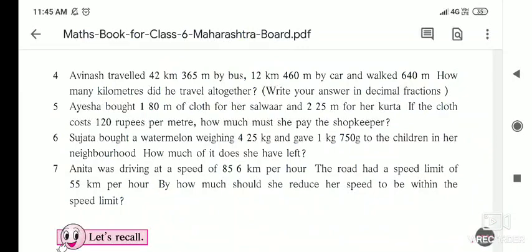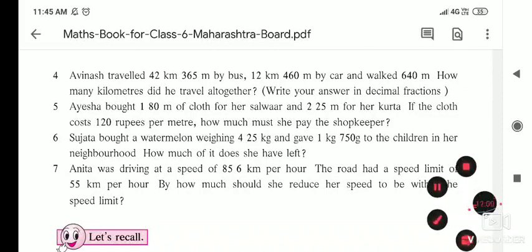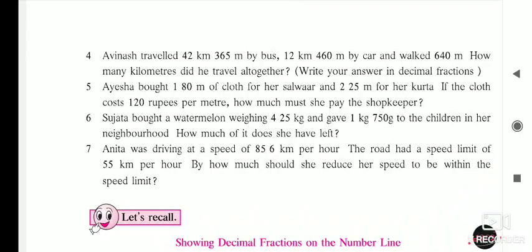Now here is the second question. Next, fifth question. Aisha brought 1.80 meter cloth for salwar, and 2.25 meter cloth for kurta. If the cost is 120 rupees per meter, then how much must she pay to the shopkeeper? So we have to solve this example.